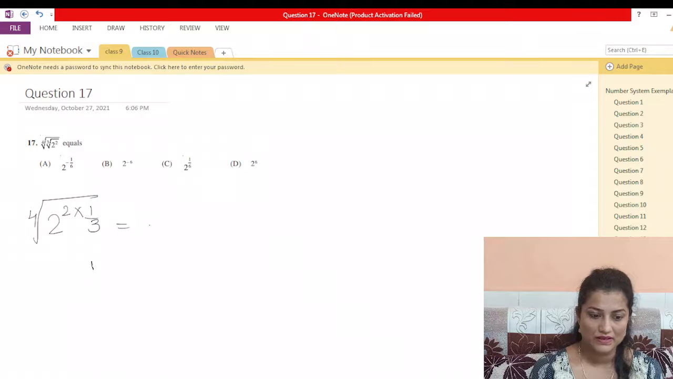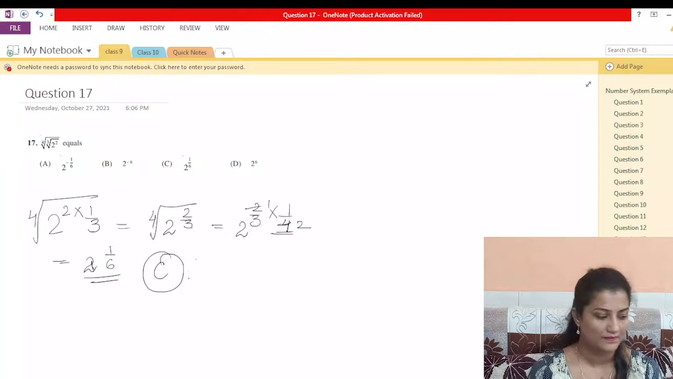So while solving this, we get the fourth root of 2 raised to 2 by 3. Now if we remove the fourth root, we take its reciprocal, that is 2 raised to 2 by 3 into 1 by 4. Now the fourth root is removed and we take 1 by 4. Now cancelling this, we get 2. So the answer is 2 raised to 1 by 6. The correct answer is C.